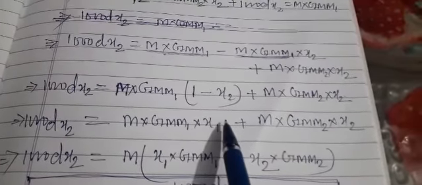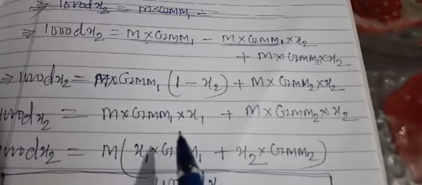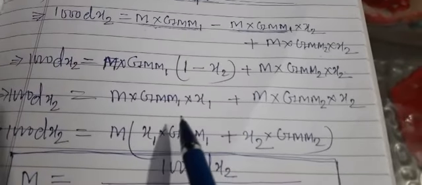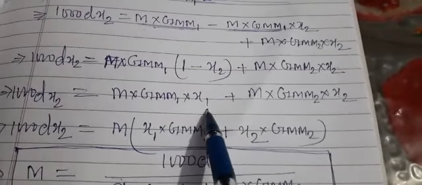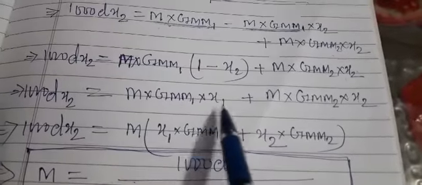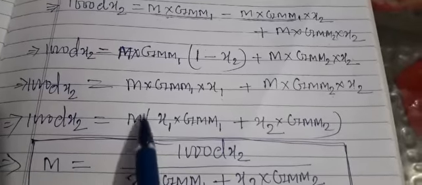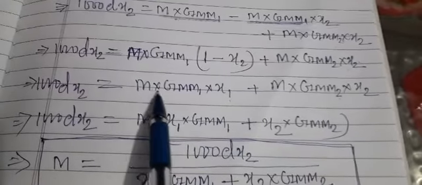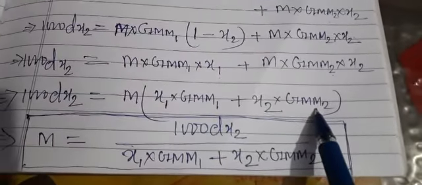You know that x1 plus x2 equals 1. Sum of the mole fraction of the solute and solvent is always 1. This is a universal trait, we are using it like that. So 1 minus x2 can be written as x1, M into gm1, that I have written here. Now we have to find out the molarity. M is common in both, this capital M is taken as common. So what is remaining? x1 gm1, x2 gm2 is remaining.